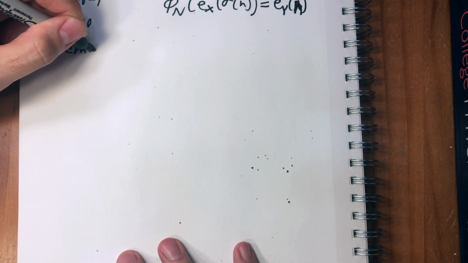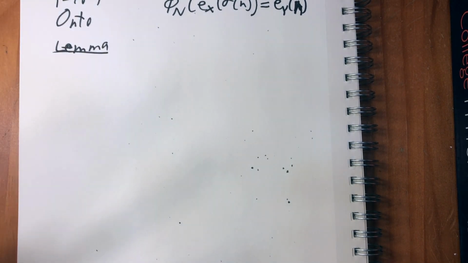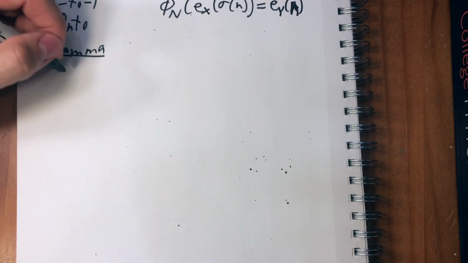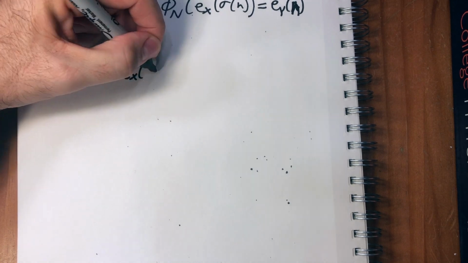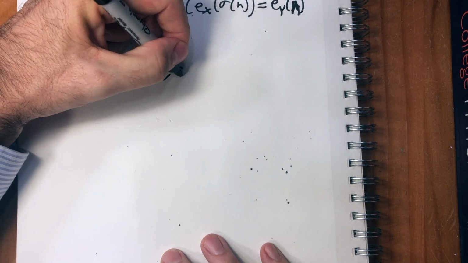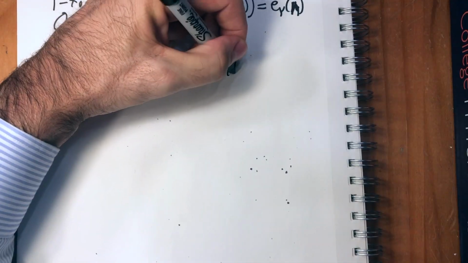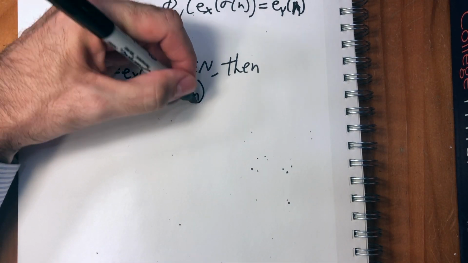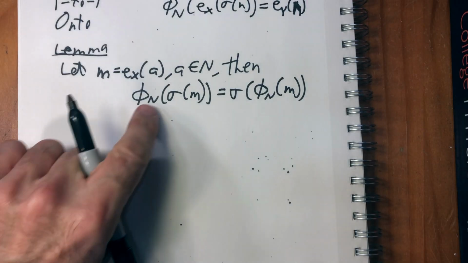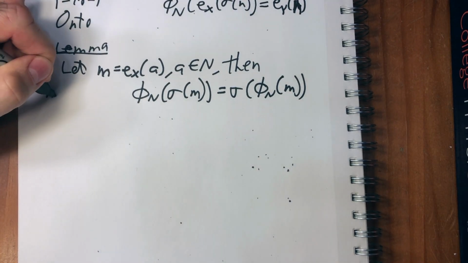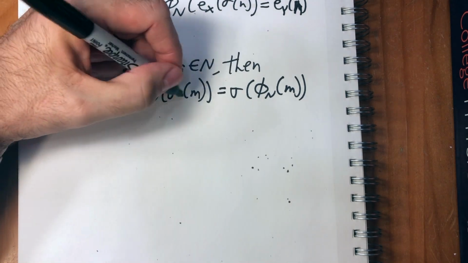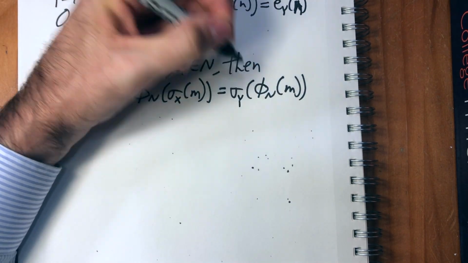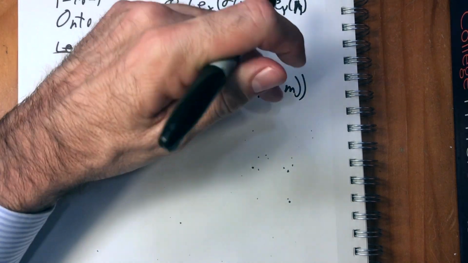Okay, so before I prove the three criteria, addition, multiplication, and ordering, there's a lemma that we're going to use. I'm just going to take out this one fact that we're going to use over and over. If we let m equal the embedding of a for a in n, then phi of sigma of m equals sigma of phi of m. So m is an element of x, and so this is the successor function in x, and this is the successor function in y, right? Because phi of m is in y.